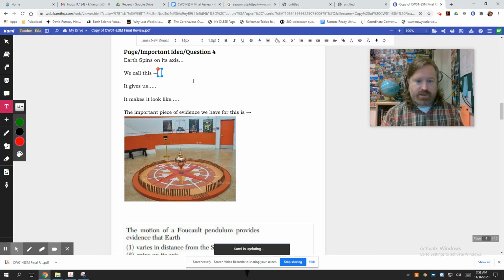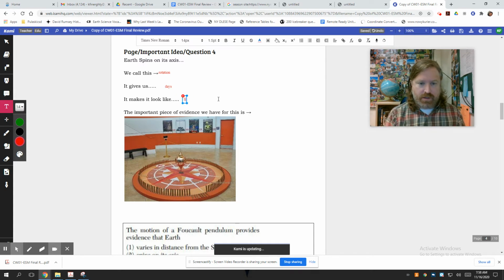Earth spins on our axis. It's important to keep this difference down. We call this rotation. We'll do revolution for number 5, but keeping that difference between rotation and revolution is important. It gives us our days, and yeah, it gives us tides too, but we'll just worry about days right now.